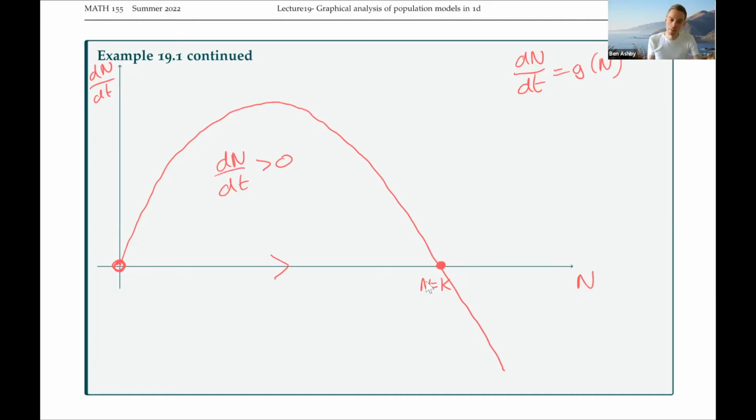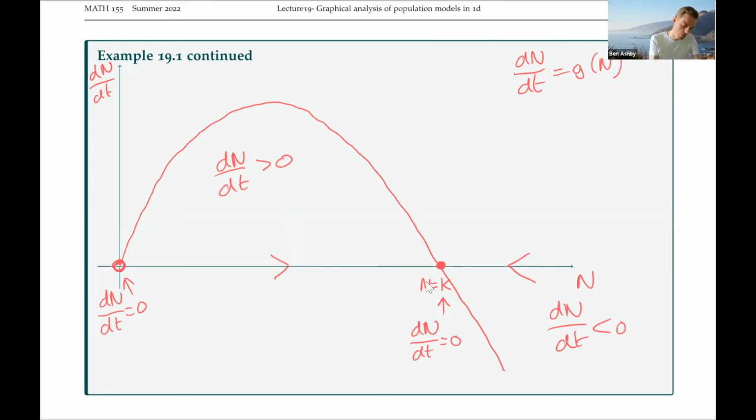I can indicate that by an arrow on this axis. And over in this region here, dn/dt is negative. So that means that our population size is going to be decreasing. We see also that dn/dt is going to be equal to 0 at this point here when n is equal to 0, and dn/dt is going to equal 0 at this point here when n is equal to K.